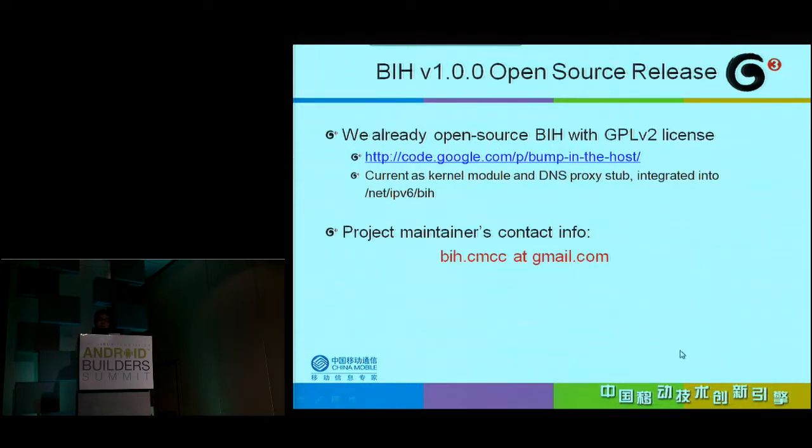The BIH has been open sourced. We have open sourced the code at code.google.com. You can access this address. The BIH currently works as a kernel module. It's integrated into the net IPv6 BIH. The project maintainer is bih.cmcc@gmail.com. If you have any questions, you can contact this email.